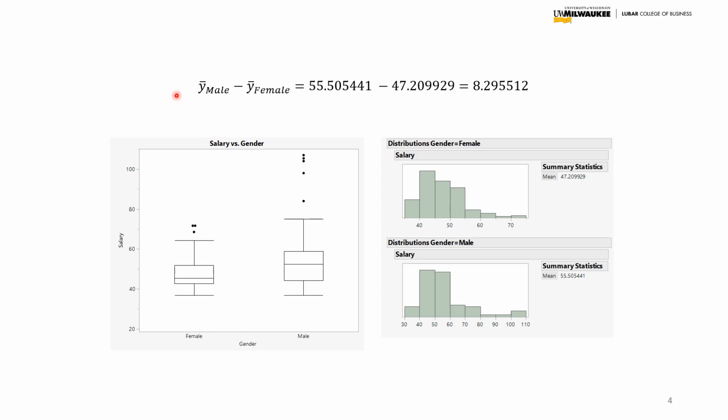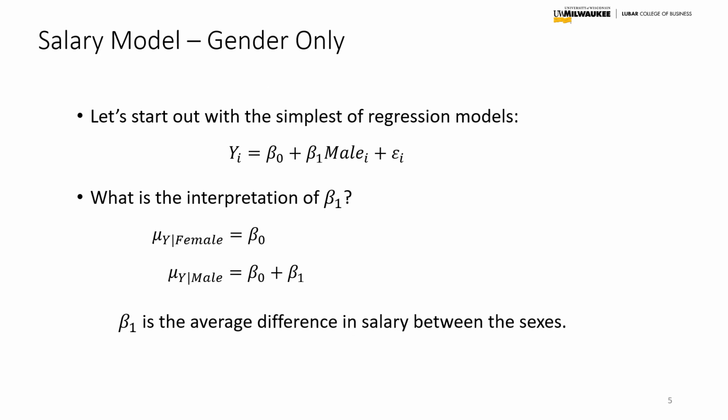If we look at the difference in means, the average male employee salary minus the average female employee salary is 8.2955, around $8,300. So there seems to be something going on. Let's investigate further. Let's bring this application into a regression setting.